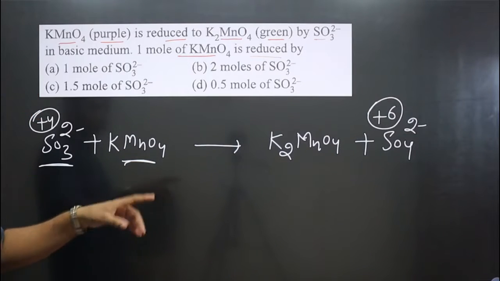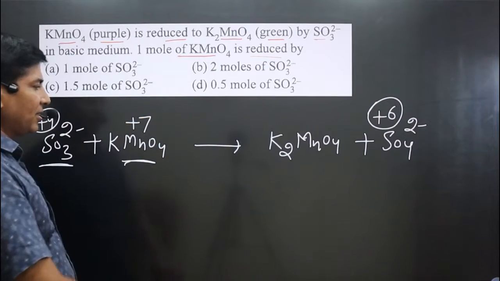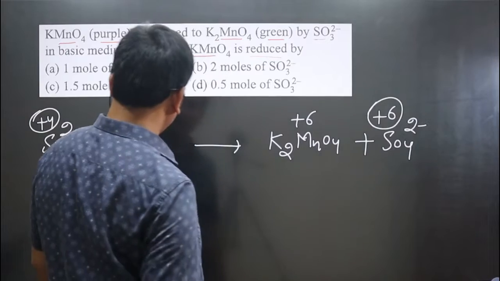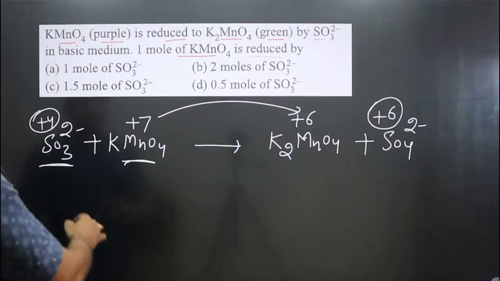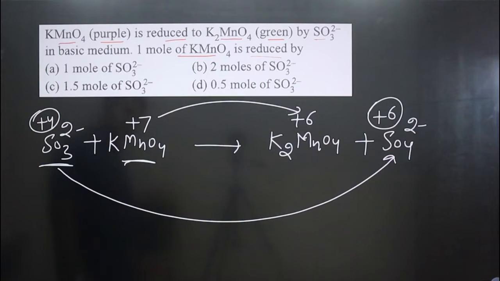If you calculate the oxidation number, 4 times 2 is 8, plus 1 for potassium, so manganese is present in plus 7 oxidation number. In K2MnO4, 4 times 2 is 8, plus 2 for potassium, so it is present in plus 6 oxidation number. So you can see a decrease in oxidation number is always reduction, and an increase in oxidation number is always oxidation. Very interesting concept.